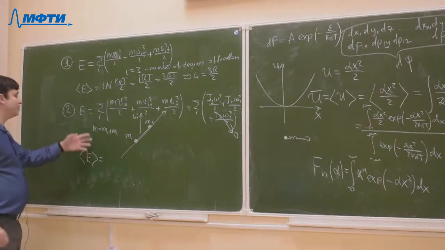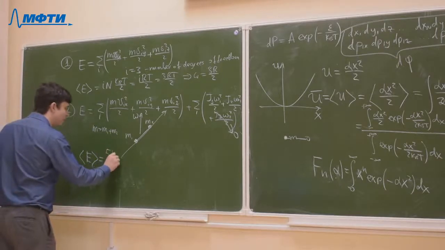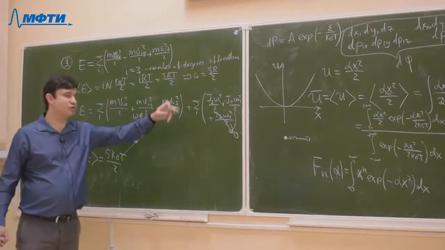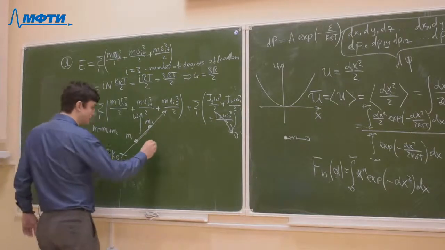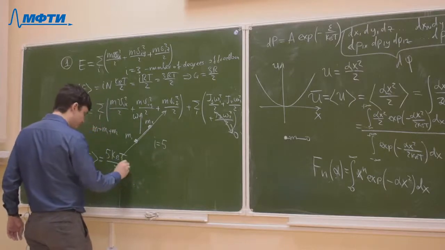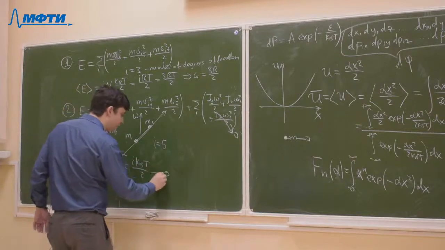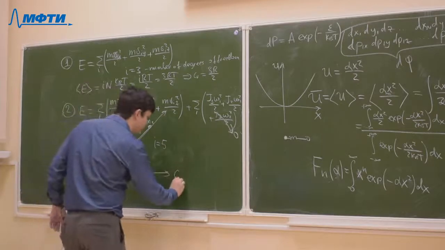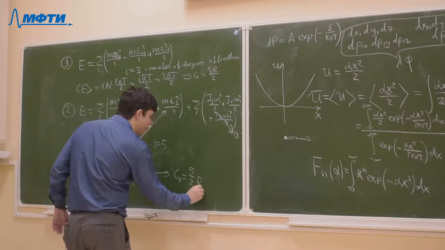So now I have that the average energy per one molecule is 5 kBT over 2, because each molecule has 5 quadratic terms in its energy. Or I can say that the number of degrees of freedom is 5. And this leads to a molar heat capacity at constant volume of 5/2 R.